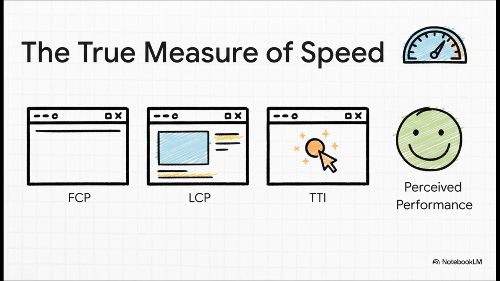Then there's largest contentful paint, which is when the main content, the whole reason they came to your site, is finally visible. And maybe most important, time to interact. That's the magic moment they can actually start clicking buttons and using your app. The big takeaway here, these aren't just abstract terms. They are real, concrete targets we can aim for to make our users way happier.